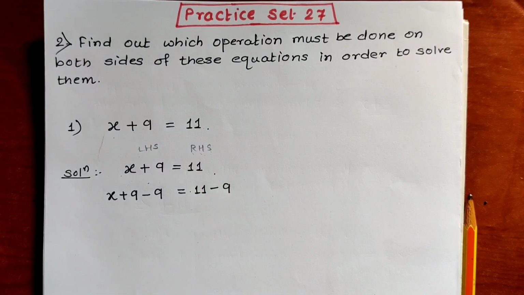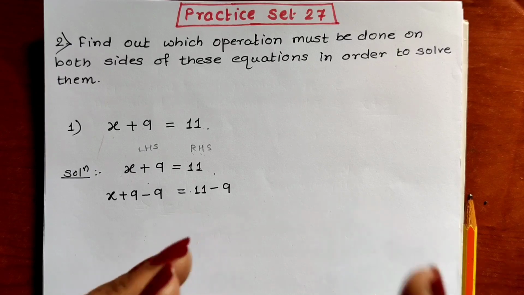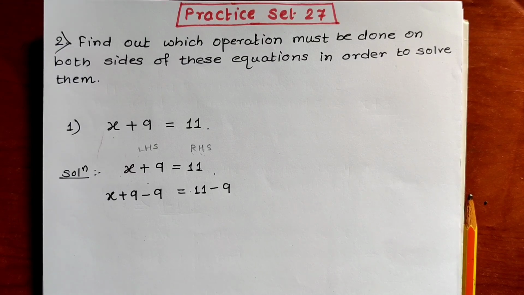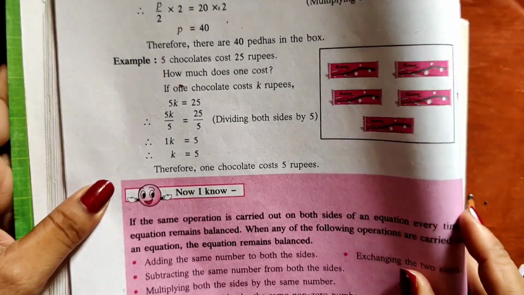We have to subtract from both the sides. The same number we have to subtract from both sides so that the equation will remain balanced. There will be no change in the equation. Okay, that is very important. The equation should remain balanced.